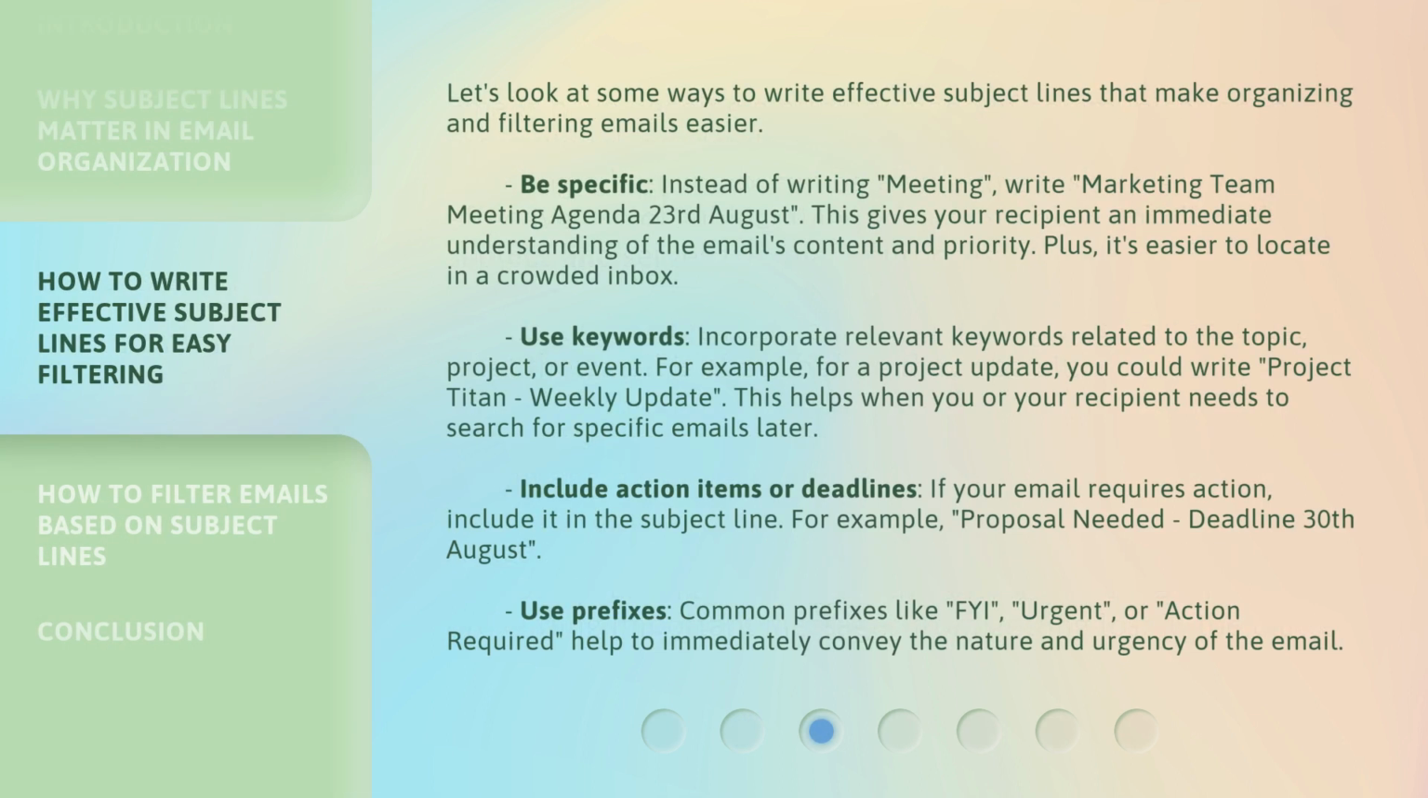Let's look at some ways to write effective subject lines that make organizing and filtering emails easier. Be specific. Instead of writing "meeting," write "marketing team meeting agenda, the 23rd of August." This gives your recipient an immediate understanding of the email's content and priority. Plus, it's easier to locate in a crowded inbox.